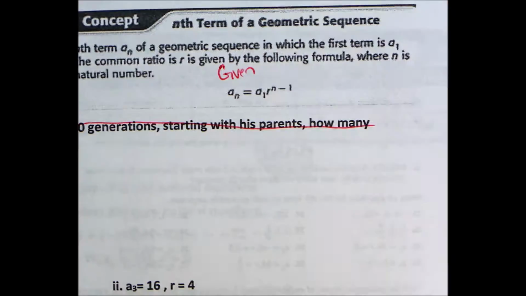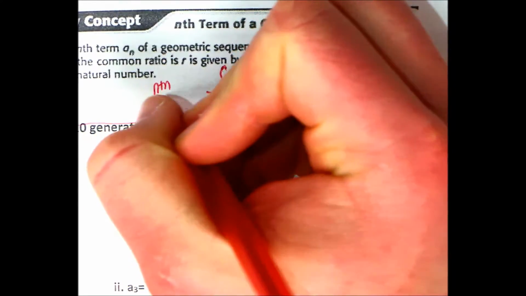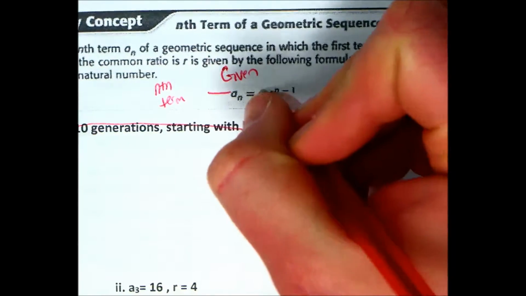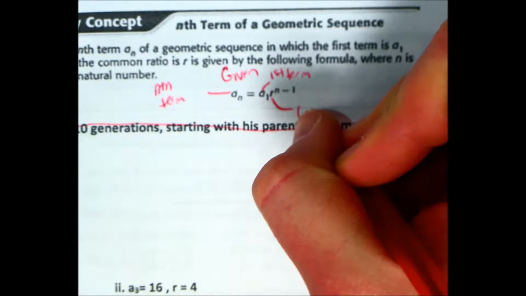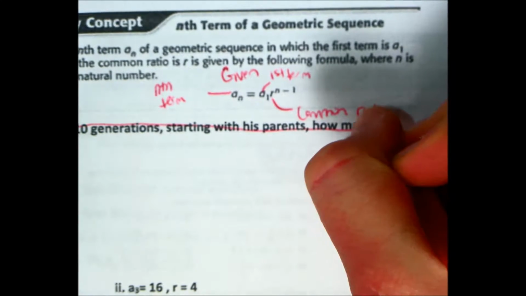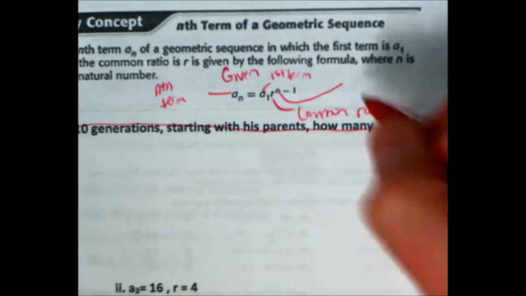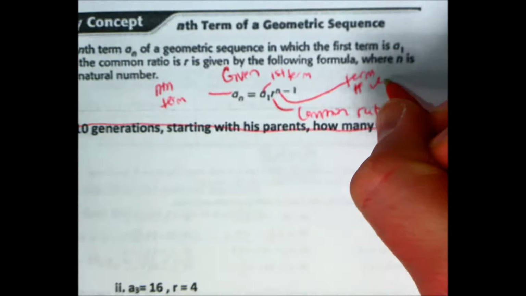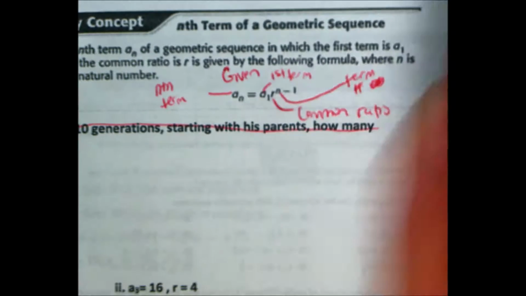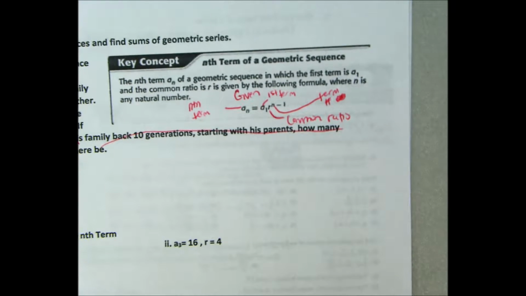Here's our nth term. Here's the first term. R is the common ratio. And then n, here they have it as any natural number, is just the term number we are looking at. So we'll just call it the term number that you're looking at. So that's kind of the basis of that formula.